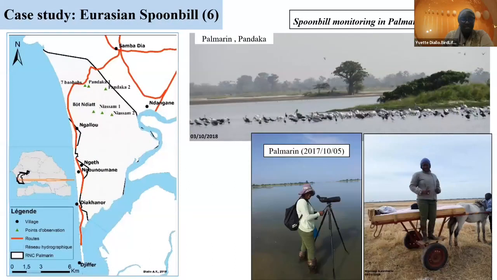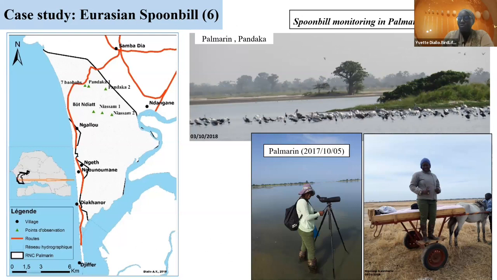And the last site is Palmarin. There the spoonbills are also counted by cart. Here, I am in the cart, and we start at 7 a.m. in the coastal part of the reserve. In the map, you see Baobab and Pandiaka, and yes, Pandiaka is the coastal part of the reserve, which includes the pan. This is the feeding area of spoonbills in Palmarin.